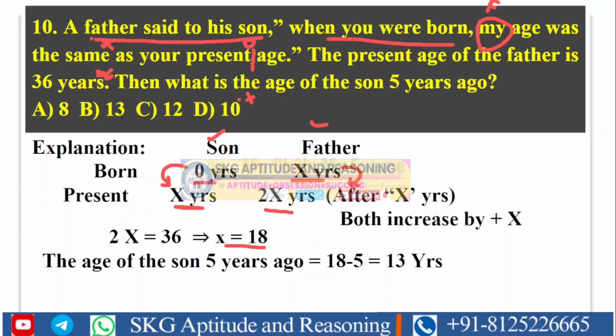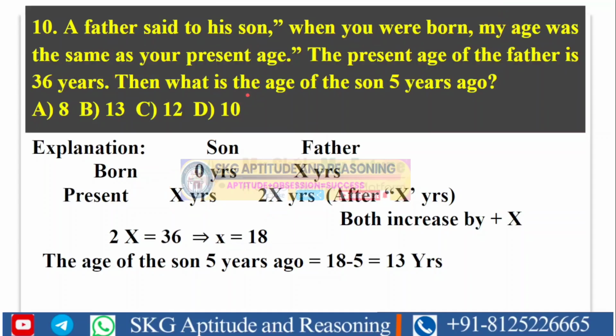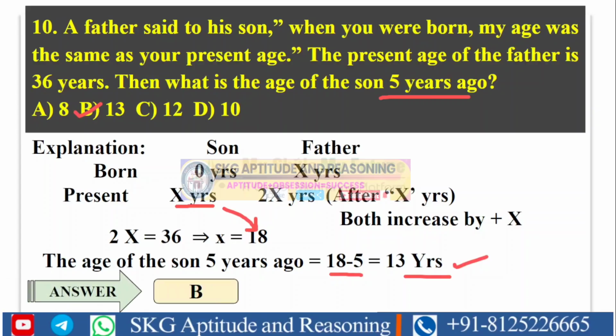What he is asking in the question is, what was the age of the son 5 years ago? So we need to find the age of the son 5 years ago. The present age of the son is 18 years. Why? Because the present age of the son is x years, and that x value we got as 18 years. So 18 minus 5 is 13 years. So the answer for this problem is option B. The age of the son 5 years ago is 13 years, which is presented in option B.